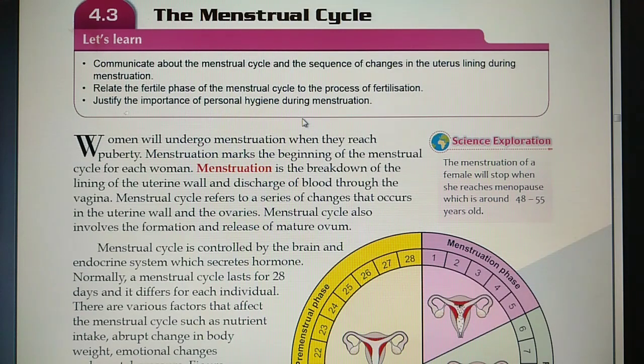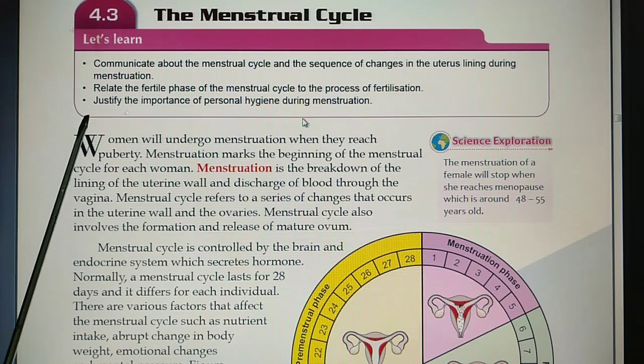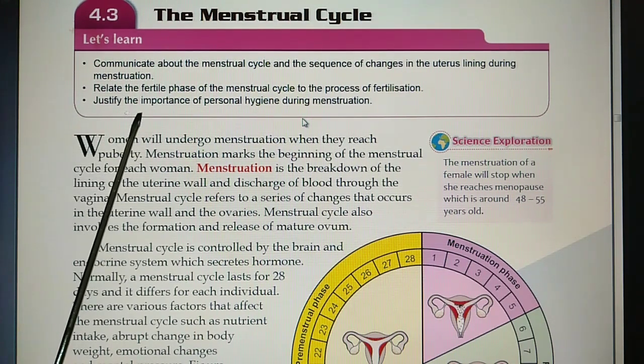In this subtopic 4.3, the menstrual cycle, we will learn about the menstrual cycle and the sequence of changes in the uterus lining during menstruation. Second, relate the fertile phase of the menstrual cycle to the process of fertilization, and justify the importance of personal hygiene during menstruation. So these are the three learning objectives that should be achieved and understood during this lesson.